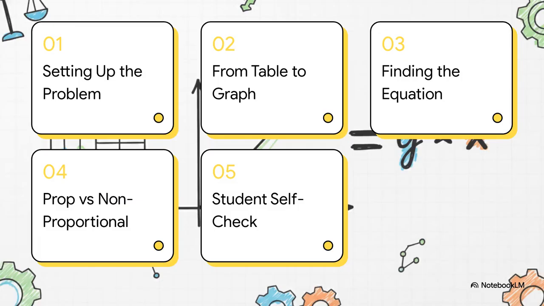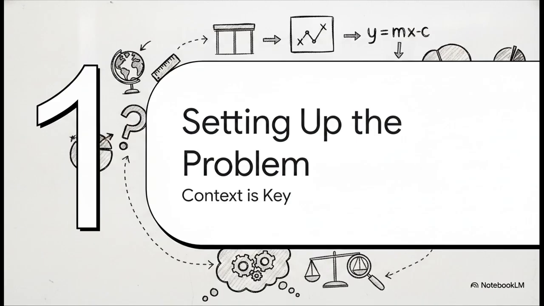Here's our roadmap for today. First, setting up the problem. Then, moving from a table to a graph. Finding the equation, comparing proportional versus non-proportional relationships, and finally, a quick student self-check to make sure we've got it down. Section 1. Setting up the problem.